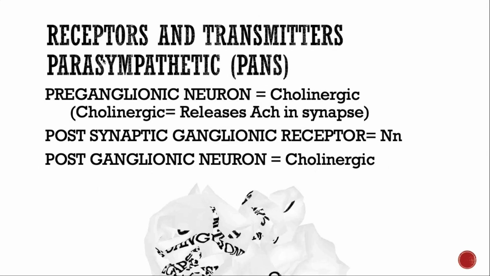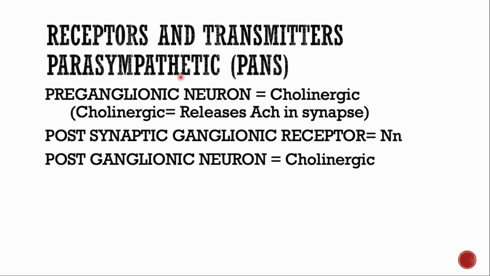Let's move on. What are the different types of receptors and transmitters in the parasympathetic nervous system? Let's talk about the preganglionic neuron. All the preganglionic neurons in the parasympathetic nervous system are cholinergic, that is, they secrete acetylcholine in that synapse. So all the preganglionic neurons are cholinergic and they release acetylcholine. The receptor present in the ganglion where they synapse is the nicotinic N receptor, N for nerve.